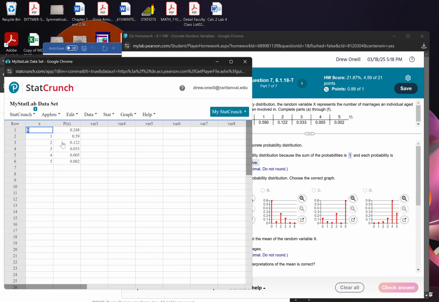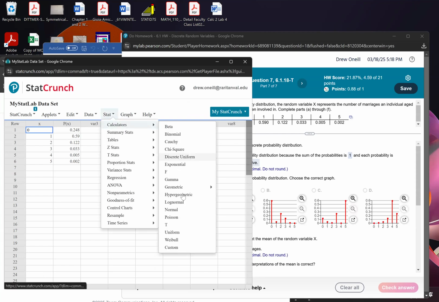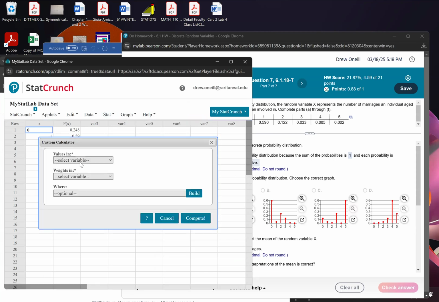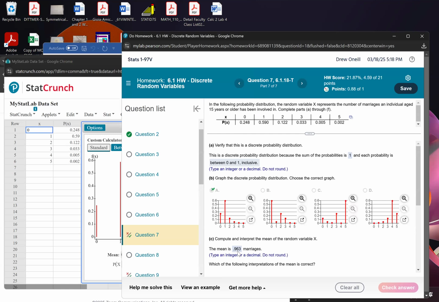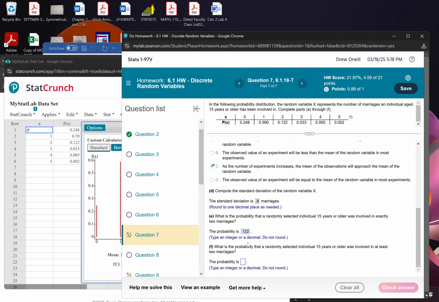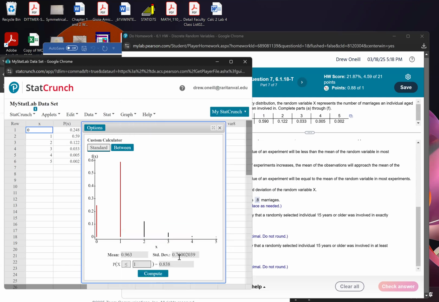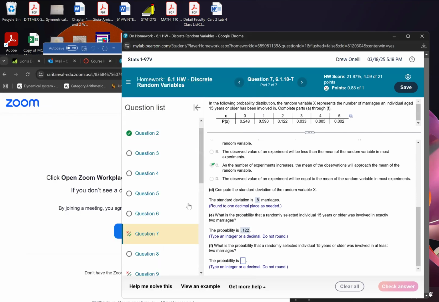The way to do it, rather than multiplying by hand, and again, I'll show you how to do this by hand too, but you can do Stat, Calculators, Custom, and then select the values as X and weights as P of X, then hit compute. It does give us the right graph too, but it also gives us the mean, which is 0.963, and the standard deviation as well, 0.8 right here. You'd have to round it, okay? So that's that.